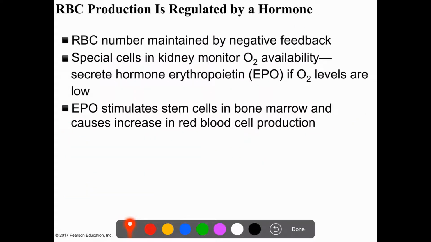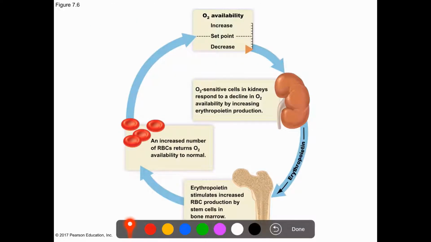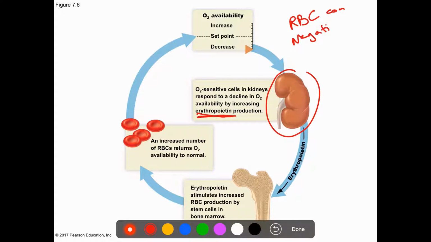Now, as we said, red blood cell production is regulated by a hormone, and that hormone is erythropoietin, and that hormone is produced by the kidney. So this is the kidney. Now, the red blood cells count number is controlled by negative feedback. If you remember, what's this? Negative feedback. Okay, so this is part of a homeostatic mechanism.